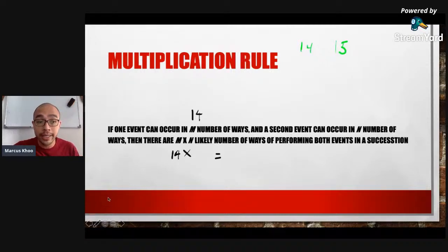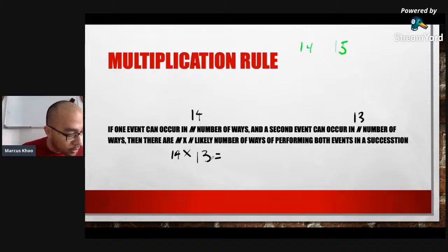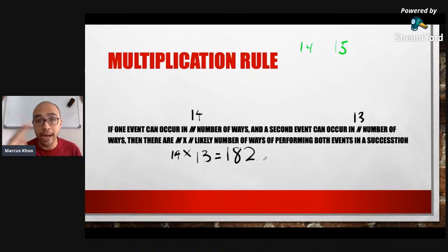So there's going to be 13 guys. Okay, so if there's 13 guys, the number of ways the second event can occur is 13. So how many possible pairs of two guys can I find? It will be 14 times 13, which will give us 182. So there are 182 ways I can pair up the guys, to choose them for whatever.